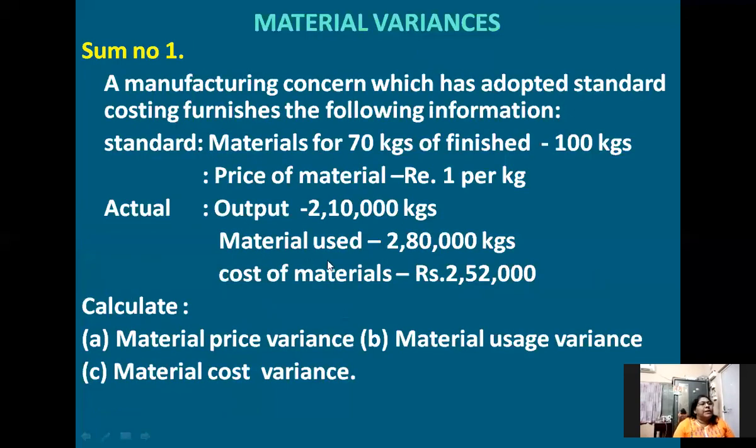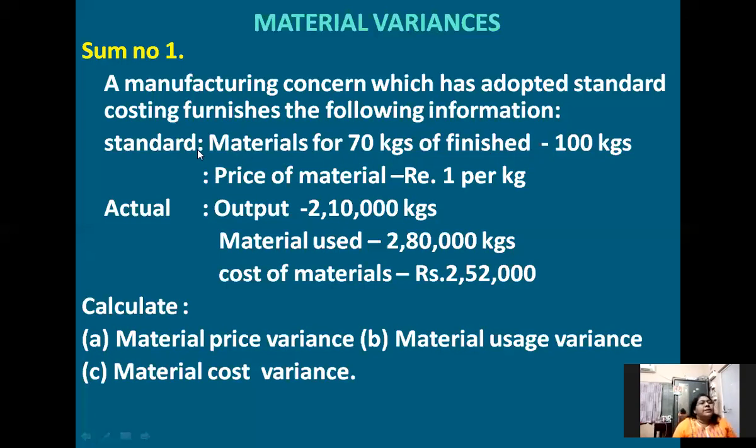Look at this problem once again. The actual quantity of material used is 2,80,000 kgs. That is available in the question itself. But the standard quantity for the actual output: what is the actual output? Look at the problem once again. Actual output is 2,10,000 kgs. For this 2,10,000 kgs of actual output, how much standard material do we put as a yardstick or norm? It is not available for 2,10,000 kgs, but it is available that for 70 kgs of finished product we need 100 kgs of materials. Can you understand?